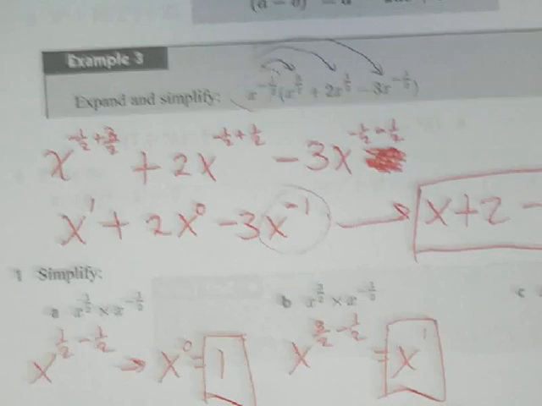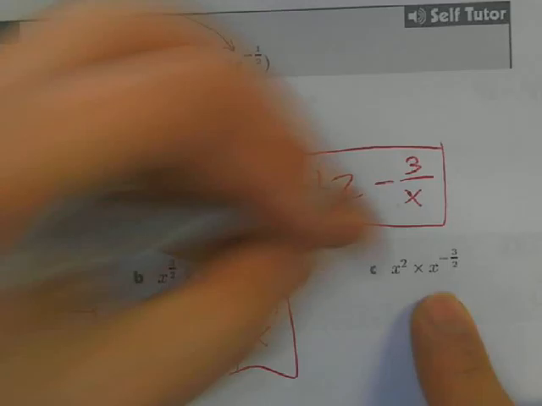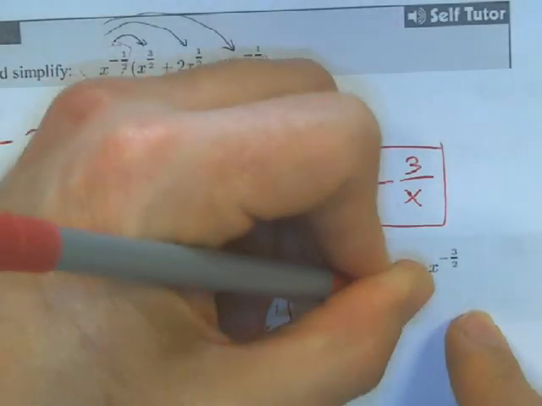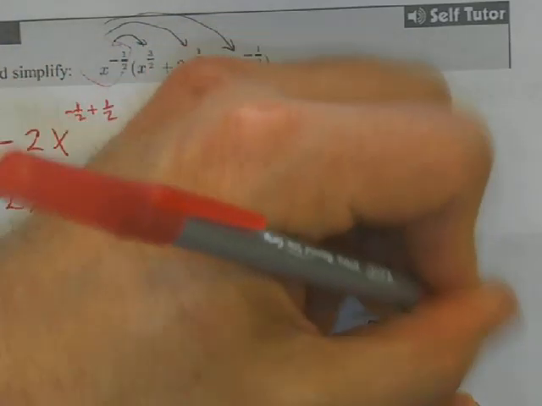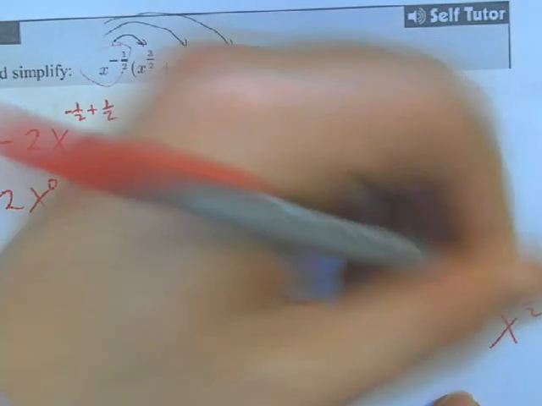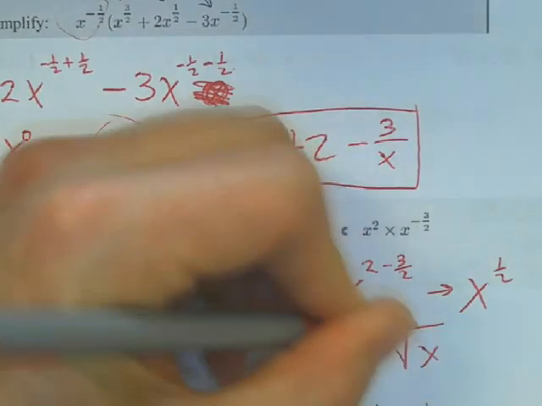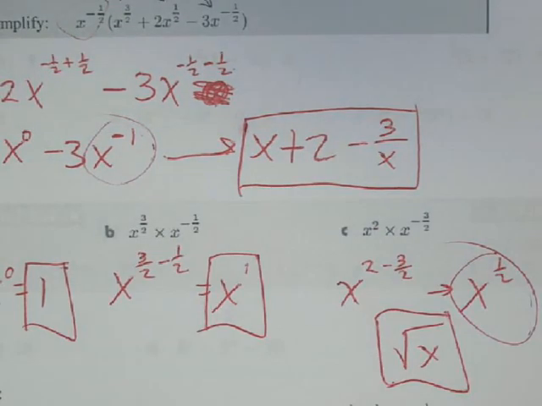Let's do C. X squared. So I have x squared minus 3 halves. So 2 minus 3 halves is going to give me x to the 1 half power. And I could rewrite that as the square root of x. Either of these answers is fine. I don't care. Okay. Let's do one more example here.